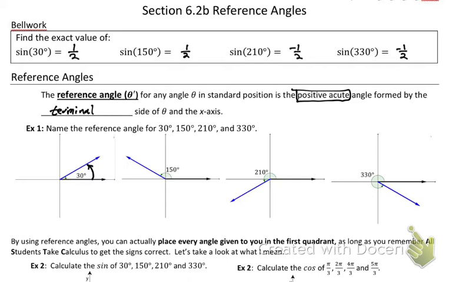So most of the time I won't ask you for that reference angle, but if I did, you'd say theta prime equals 30 degrees. Mr. Pabian, I didn't have to do anything. It's already between 0 and 90. It's already an acute angle.